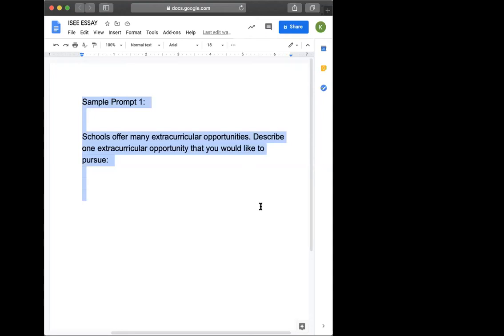Schools offer many extracurricular opportunities. Describe one extracurricular opportunity that you would like to pursue.